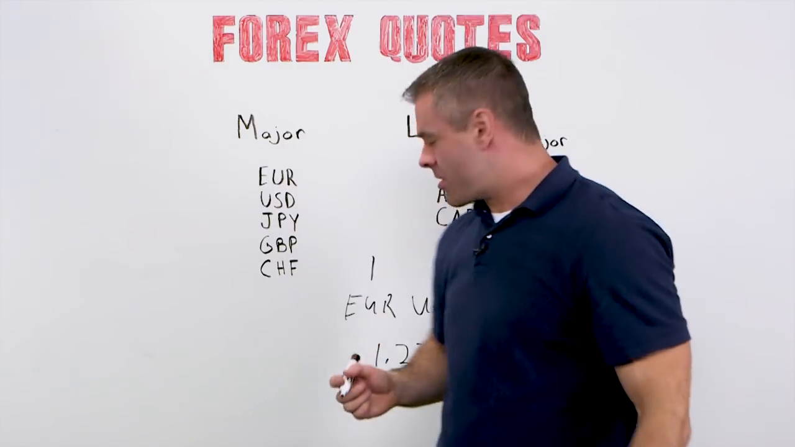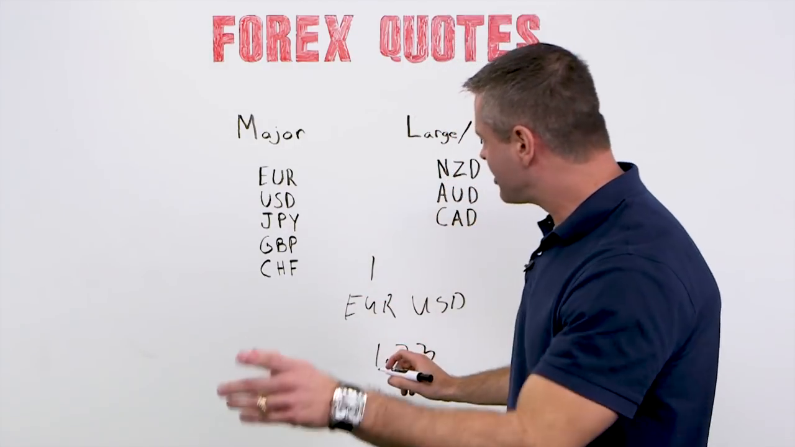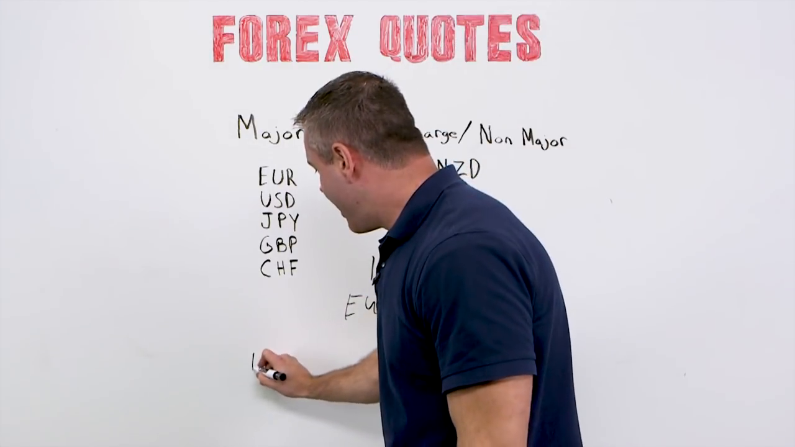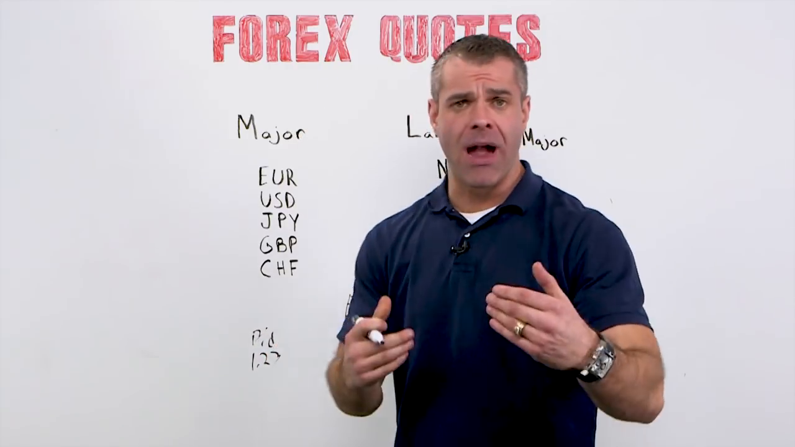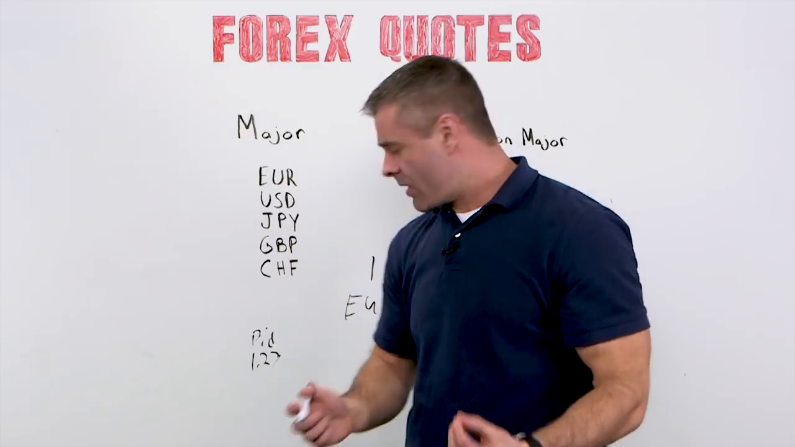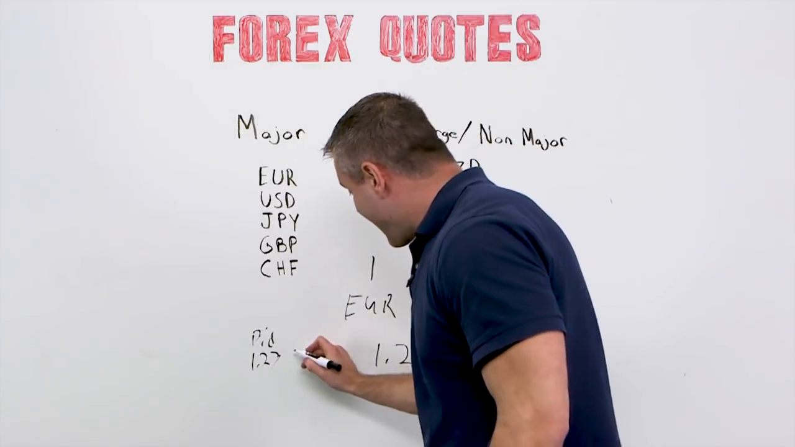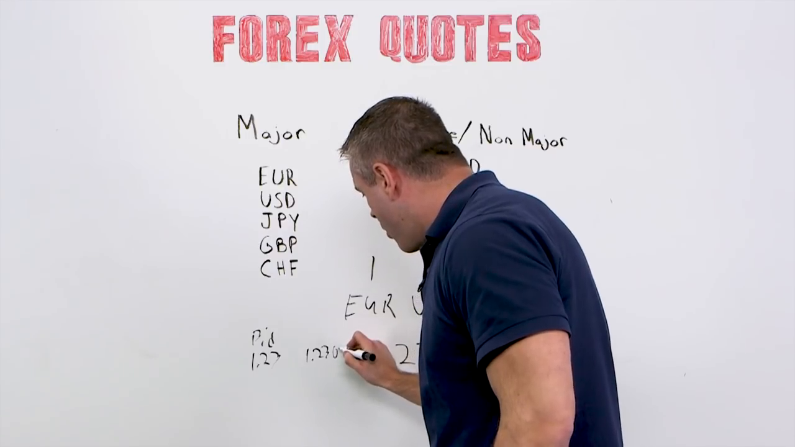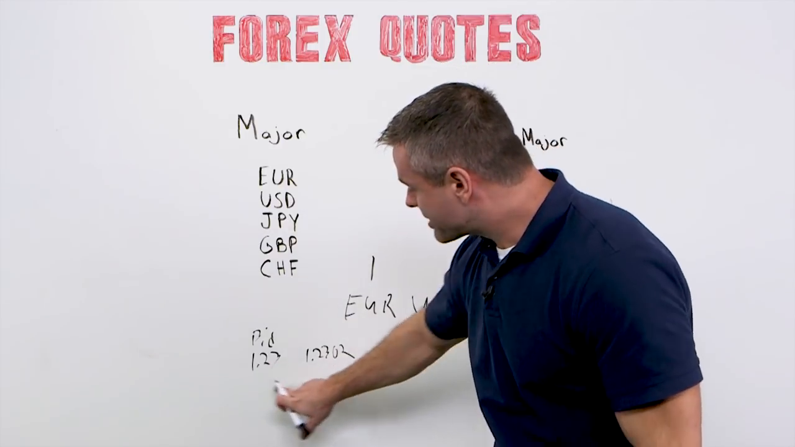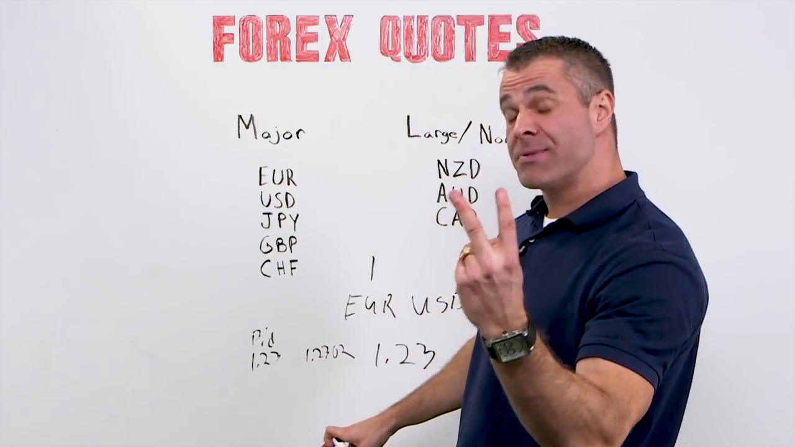You're going to see this on your charting platform, with the bid-ask. Let's just say that the bid is $1.23, or that's the level I want to buy at. If I'm a buyer, I want to buy at $1.23. I want to buy cheap. And let's say the ask is $1.2302. So there's a little bit of a spread between those, right? We've got a 2 pip spread.